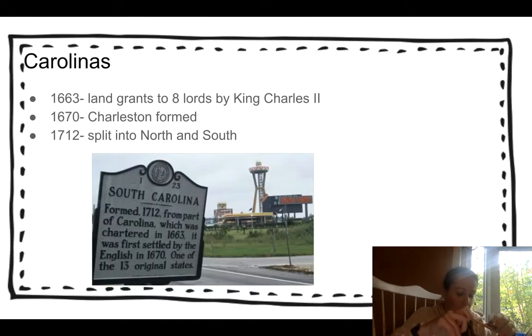The Carolinas in 1663 were created from land grants that were given to 8 lords by King Charles II of England. In 1670, the city of Charleston was formed, and that became the most active seaport in the South. By 1712, they split into North and South Carolina. It was really hard to govern a large area at that time when there was so much space between settlements, and that's why they did so.